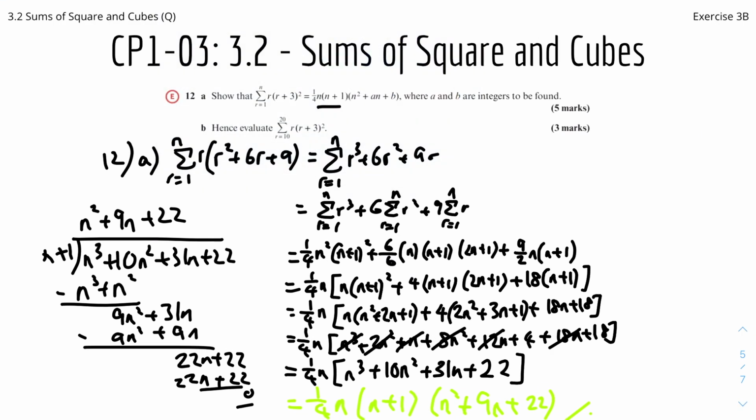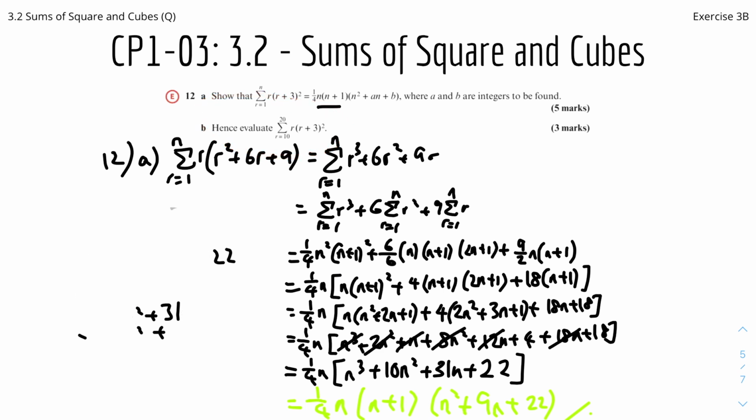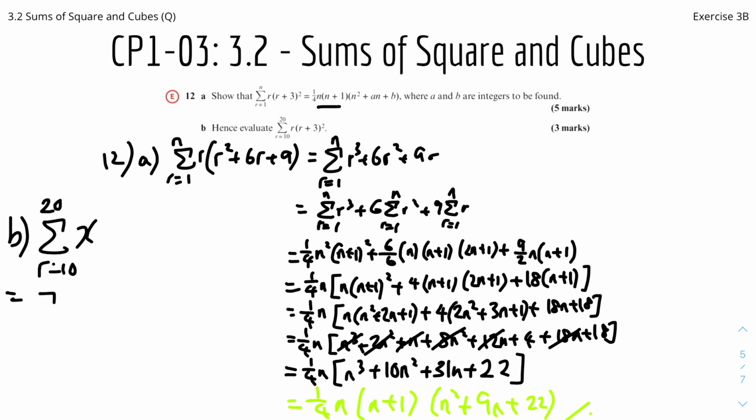And part B, hence evaluate this expression right here. So let me just rub the algebraic division out, and let me just draw part B here. So we have what this expression is equal to, we have this one right here. So we just have to split this into two different sum formulas. So the sum of, let's call it x, from r equals 10 to 20 is equal to the sum of x from r equals 1 to 20 minus the sum of x from r equals 1 to 9.